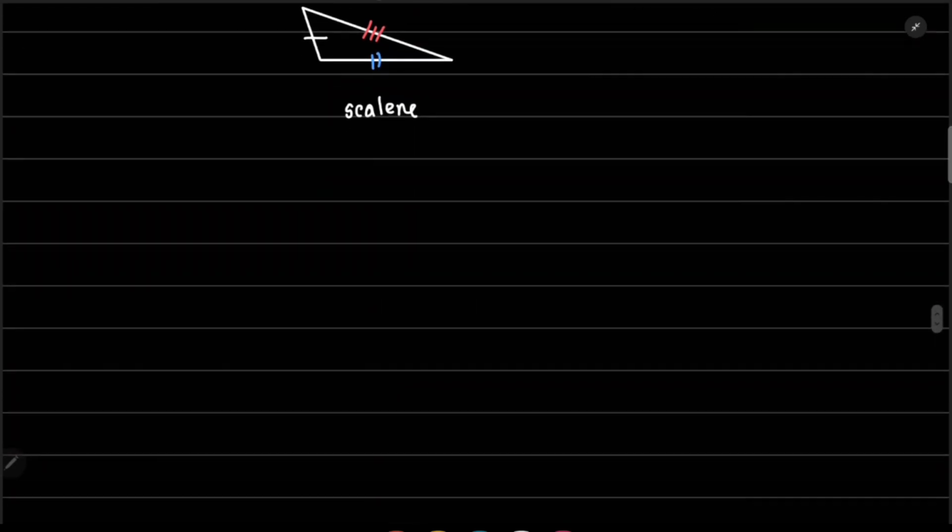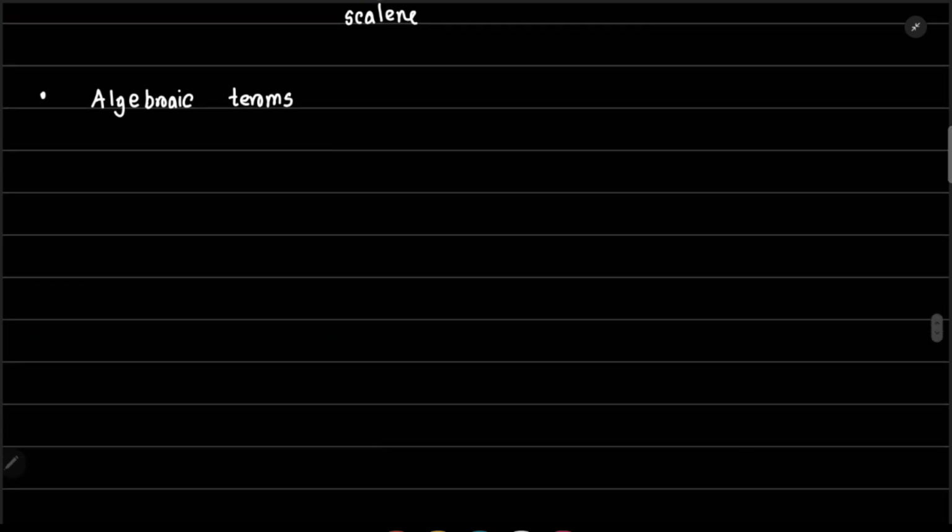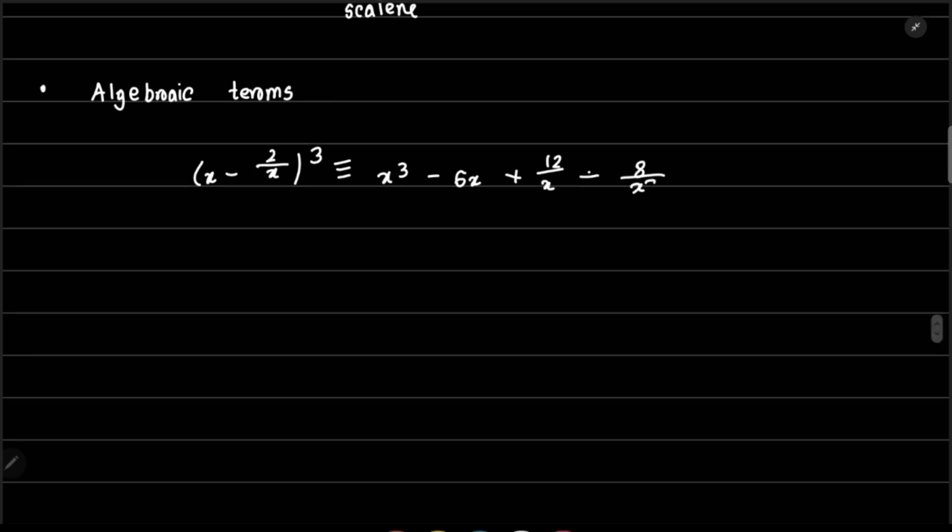In this topic, we also have to show algebraic terms. In this case, I am given two different expressions on the left and right, and I have to show that they are equal to each other. So for example, I might have to show that (x minus 2 by x) whole cube is equal to x cube minus 6x plus 12 by x minus 8 by x cube. I might have to show this identity.